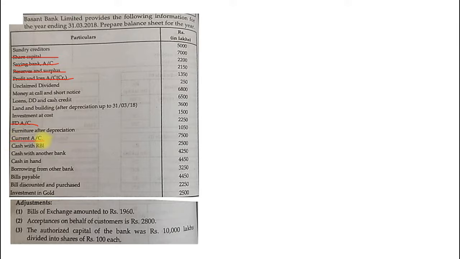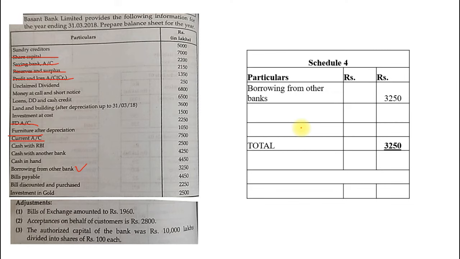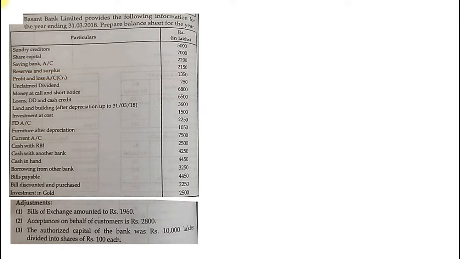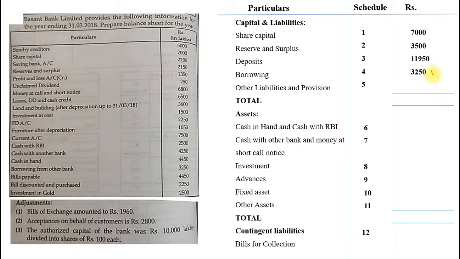FD is done. Current account is done. So now if they have any other borrowing, I can see here there is one borrowing from other bank, 3250. So there's only one borrowing, rest there are no other borrowings given. So our schedule number 4, borrowing from other bank 3250, total is also the same 3250. There was only one item. So in our schedule 4, 3250 has appeared.